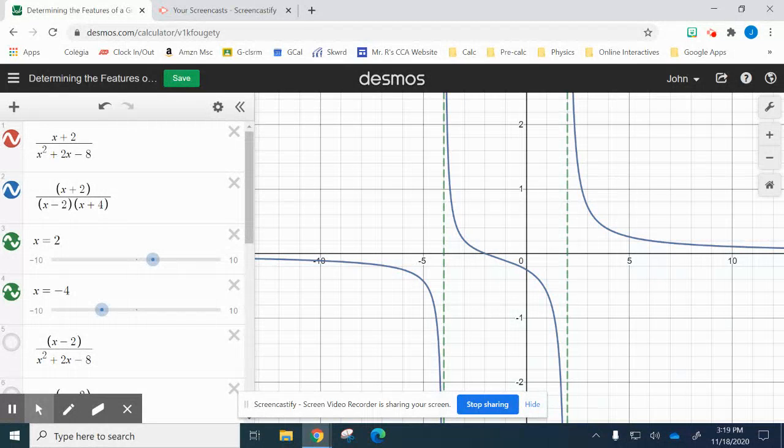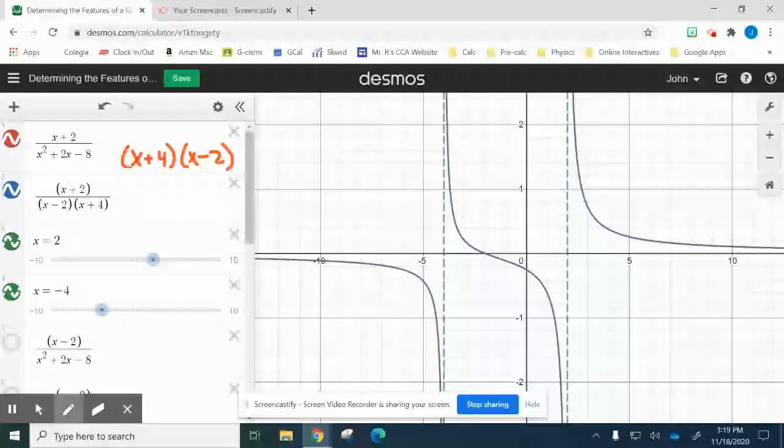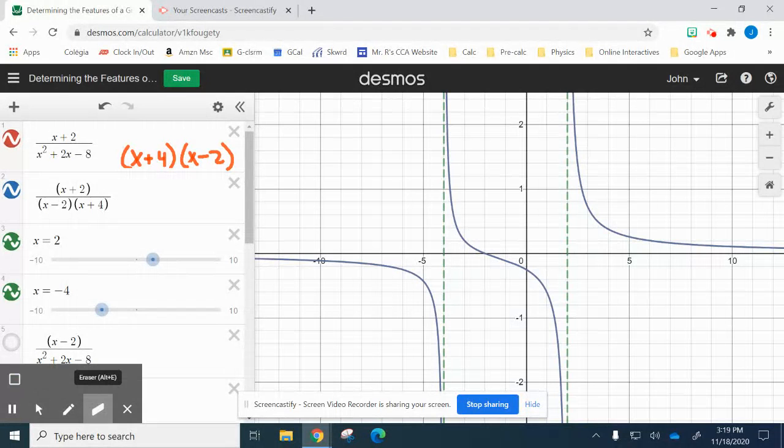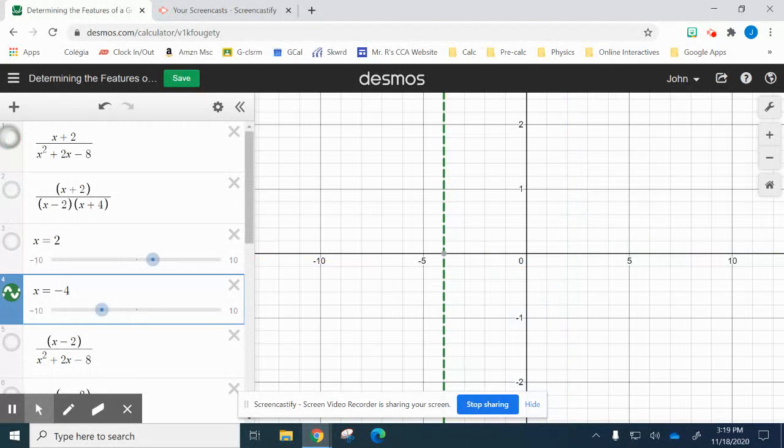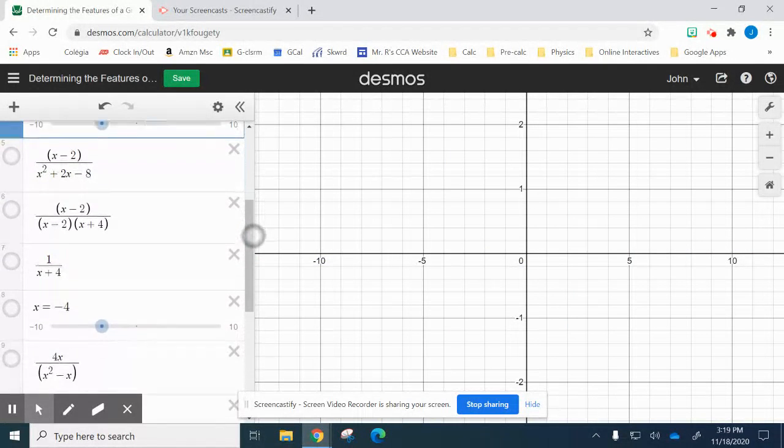All right, so that's x plus 2. And if you remember, the denominator of this one factored into what? It factored into x plus 4 and x minus 2, right? So what if this equation had an x minus 2 on the top instead of an x plus 2? Well, let's go take a look at that now. So here we go. Let's cancel those out. And we'll slide up here because I just happen to have that graph right here.